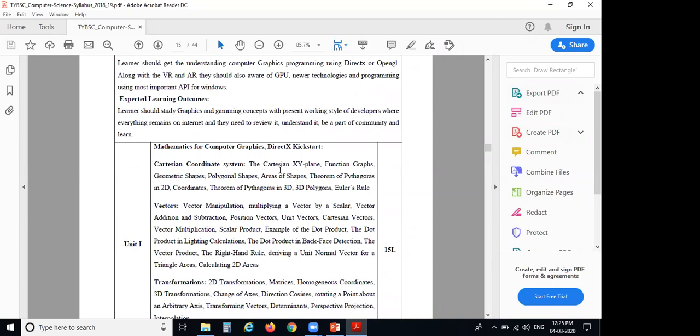In that you have to study the Cartesian XY plane, function graphs, geometric shapes, polygonal shapes, areas of shapes, theorem of Pythagoras in 2D, 3D coordinates, theorem of Pythagoras in 3D, polygons, and Euler rule. Okay, so let's start with today's session.